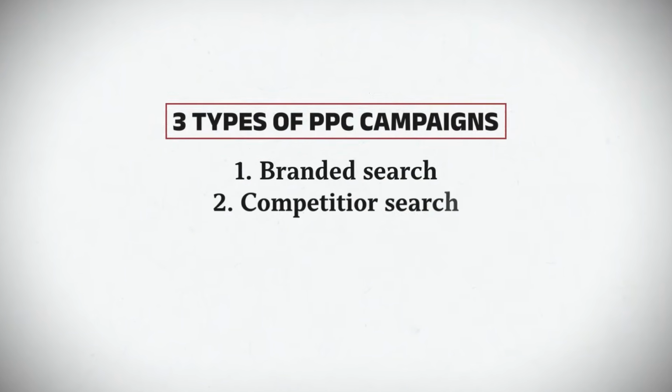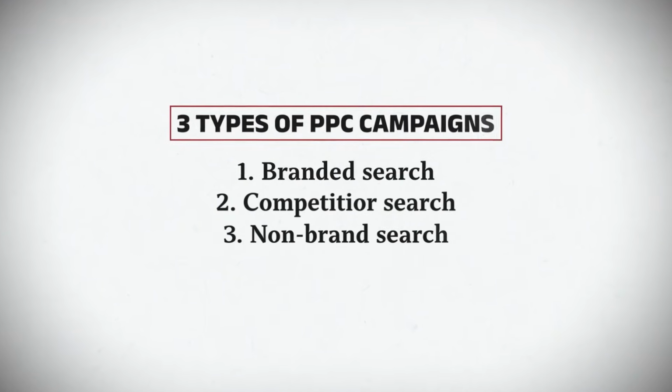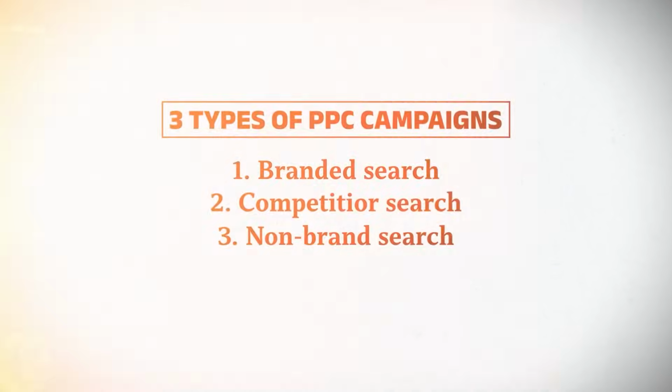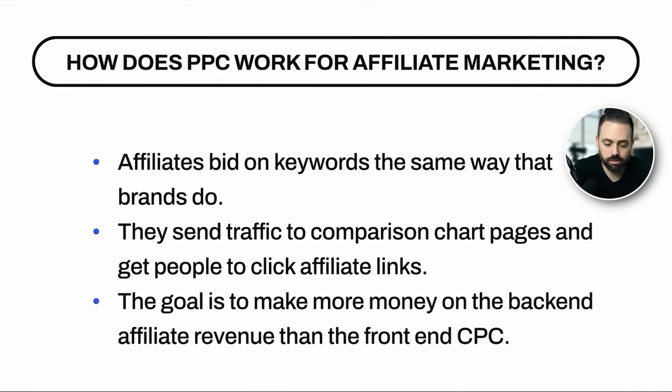Second type of campaign is competitor. So you can bid on the competitors' brand names too to show up for them. And then the third, the big bucket, is non-brand, aka everything else. So if I was Shopify, for example, non-brand would be like best website builder, best e-commerce platforms, best web store builders, whatever all of those non-brand keywords are. Your main product categories, the things that we as affiliates write articles on. So again, you send traffic to these comparison pages, get people to click affiliate links, making more money with the affiliate revenue than you do with the cost per click of paying for those clicks.